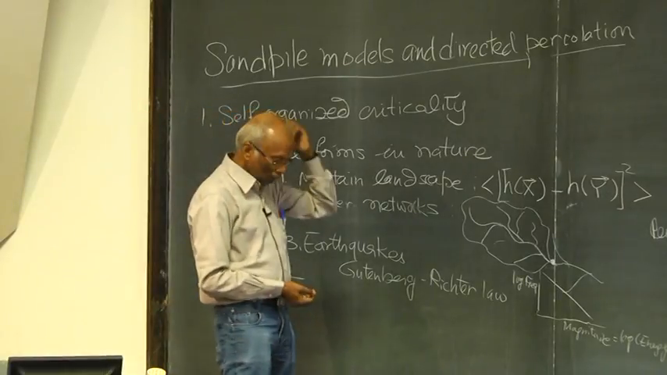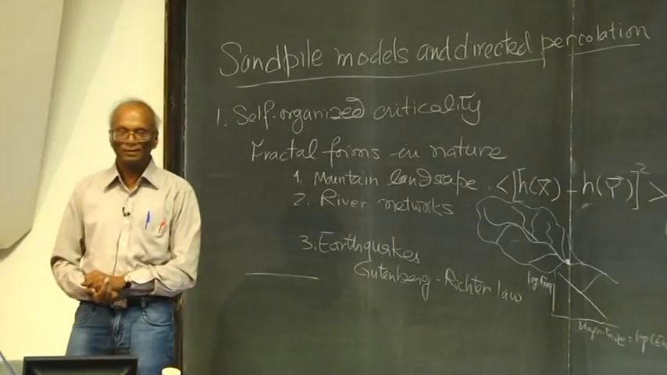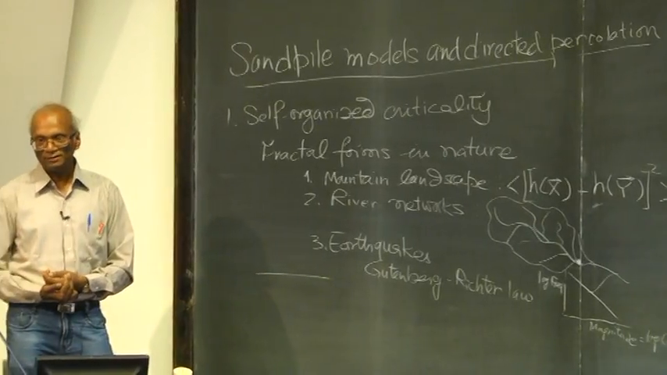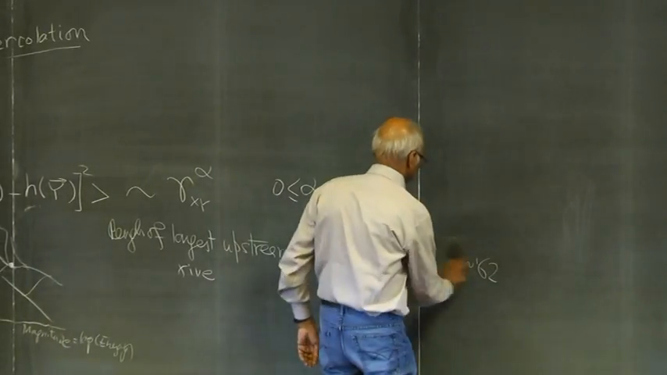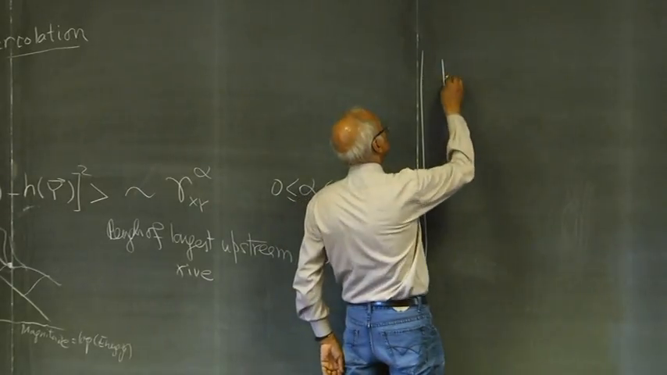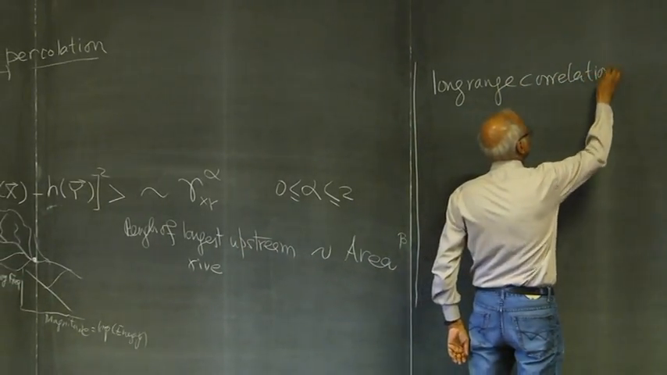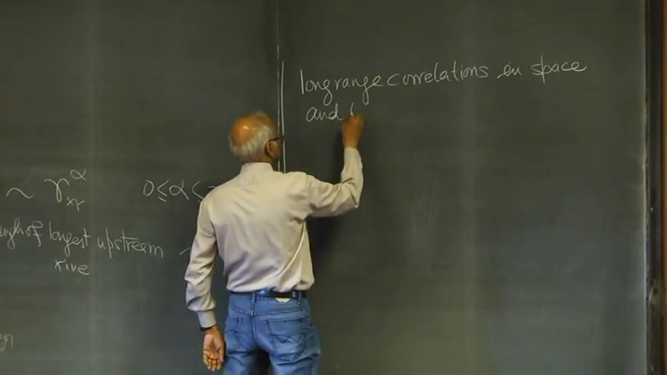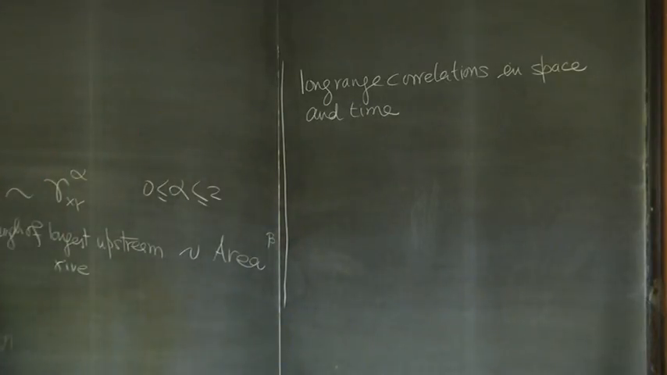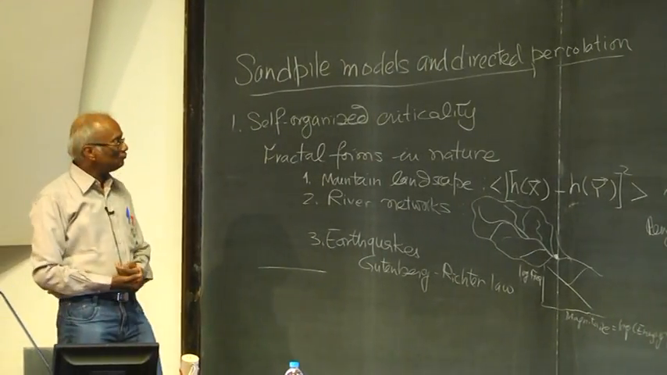Okay? All right. So now, what are these fractal forms in the end? What they show is that there are all these events which occur and they show long range correlations in space and time. Okay, over the mountain ranges, their size 1000 kilometers, and over this range the heights are correlated in some way. So, where do these correlations come from?